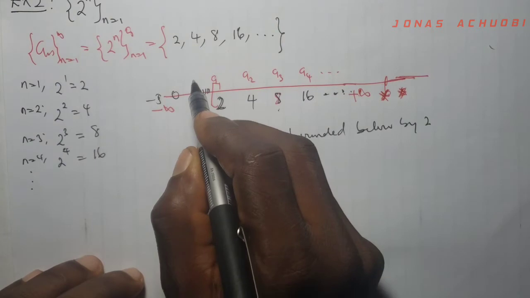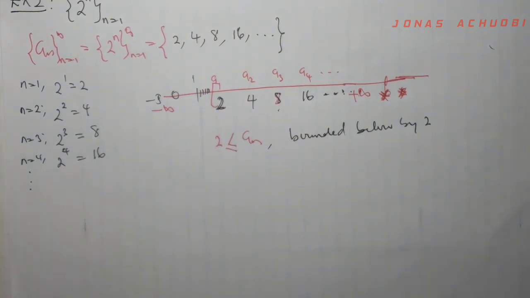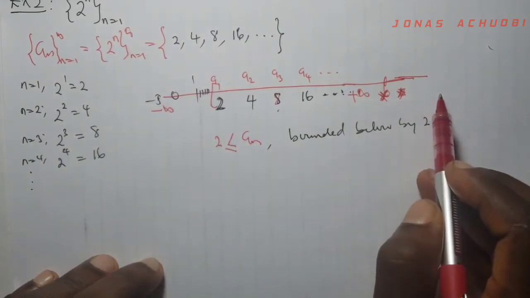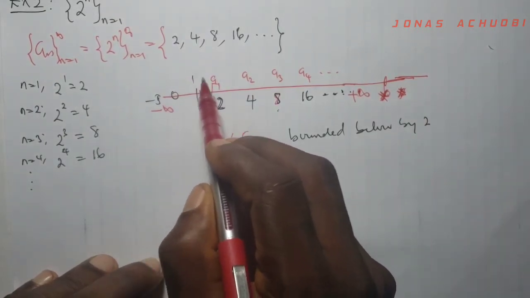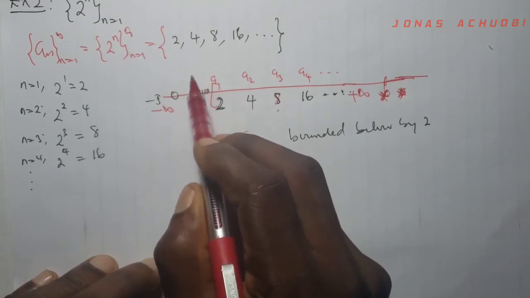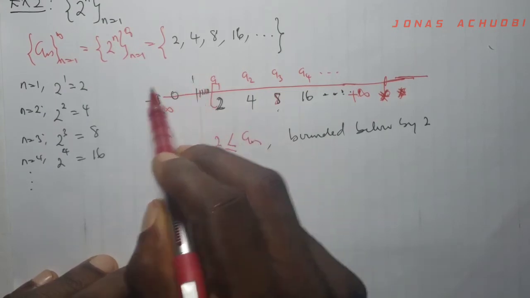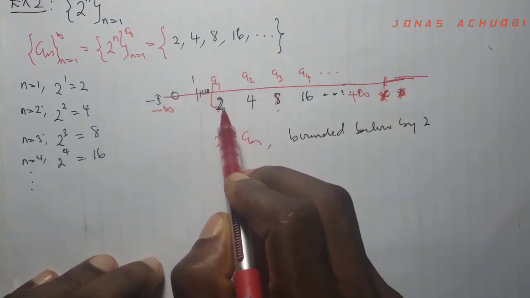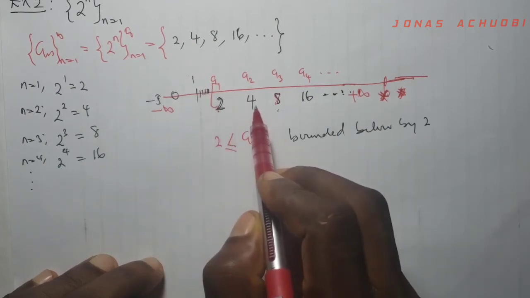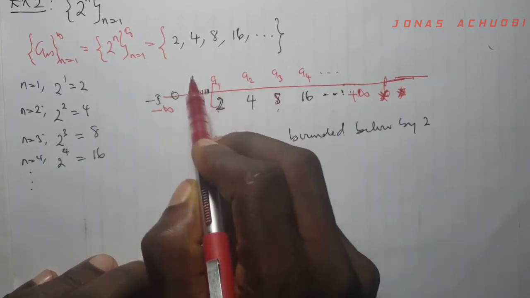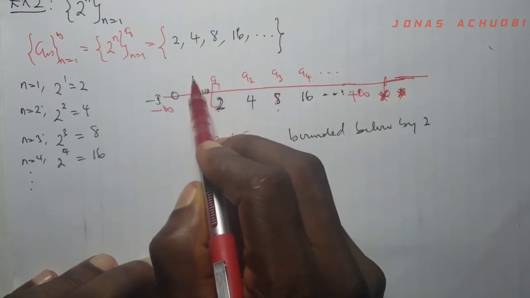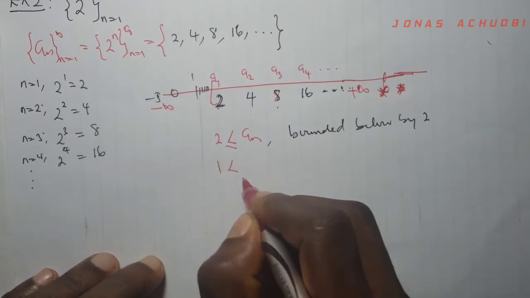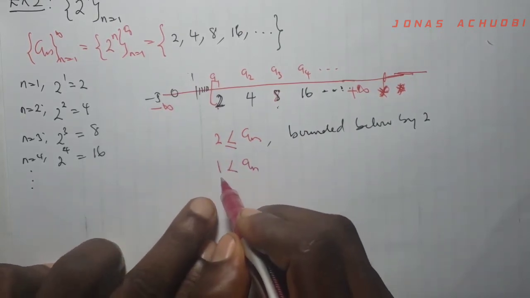Let us pick this one, 1, for clarity and for simplicity also. Can 1 be called a lower bound for this sequence? Let us see. For 1 to be called a lower bound for the sequence, it will mean that 1 must be smaller than or equal to all the terms of the sequence. The terms of the sequence begin from 2. So is 1 less than 2? Yes. Is 1 less than 4? Yes. Is 1 less than 8? Yes. Is 1 less than 16? Yes. And indeed 1 will be less than every other term of the sequence. So since 1 is strictly less than all the terms of the sequence, that qualifies 1 to be called a lower bound.